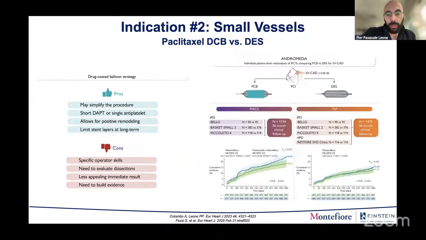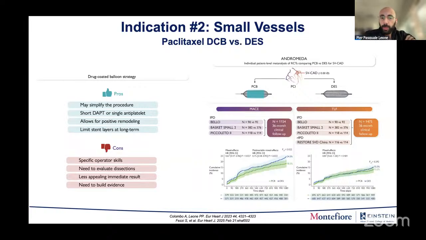Okay, here we go. So we went through ISR, and in order of time, I think the second angiographic indication that has really been the focus of drug-coated balloon angioplasty for a few years now is small vessel disease. On the right-hand side, you can see the Andromeda study, which was very recently published just a few months back. It really is an interesting study because it captured individual patient data from the major studies that were conducted in small vessel de novo disease, comparing drug-coated balloon angioplasty and drug-eluting stent implantation.